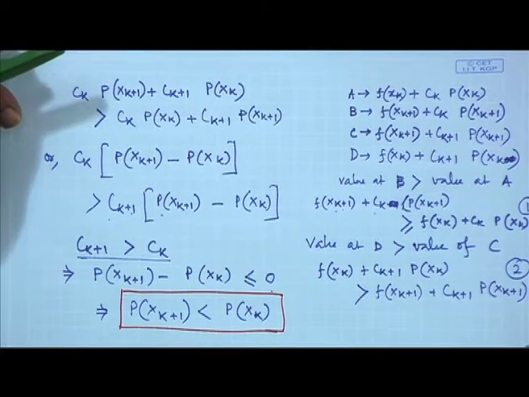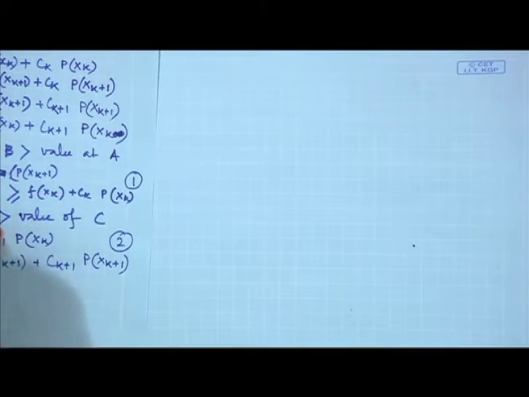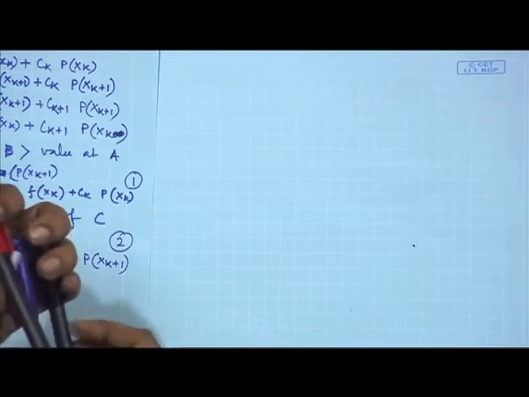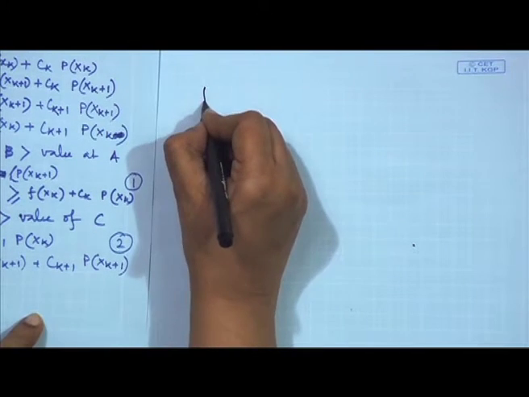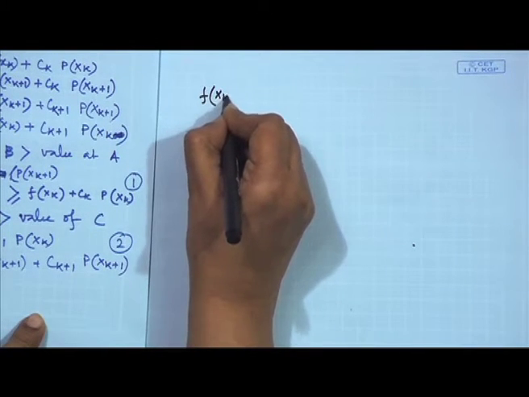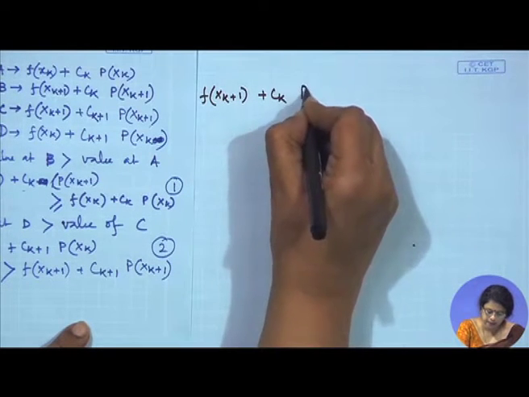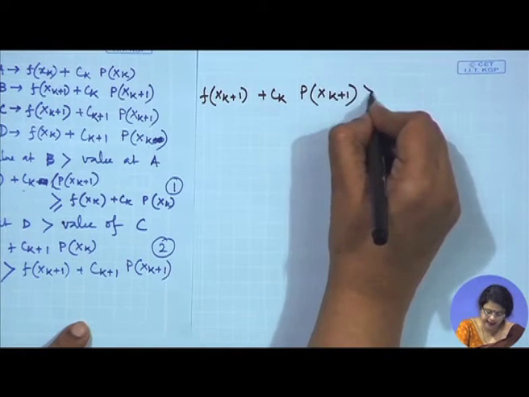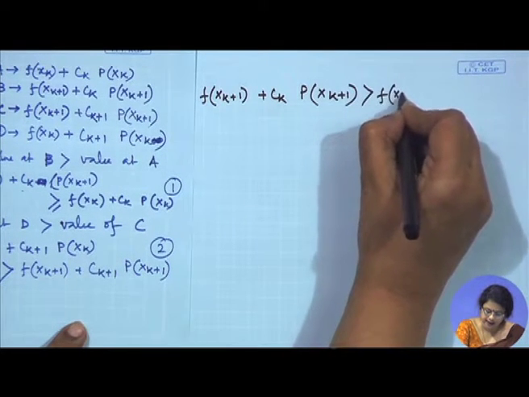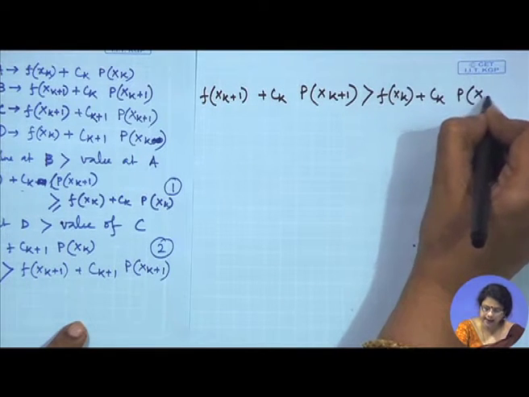Now, let us move to the third result. All right. From 1 we are getting, for having the third result, from 1 we are having f(x_{k+1}) plus c_k p(x_{k+1}) greater than f(x_k) plus c_k p(x_k).